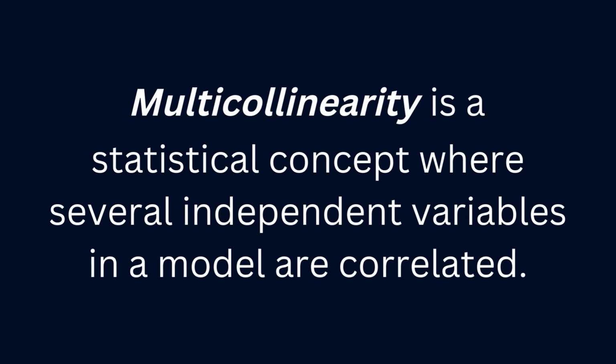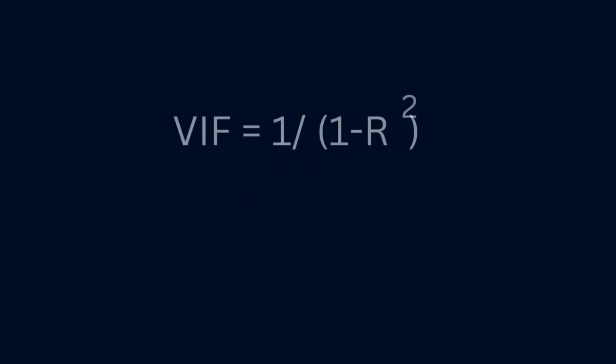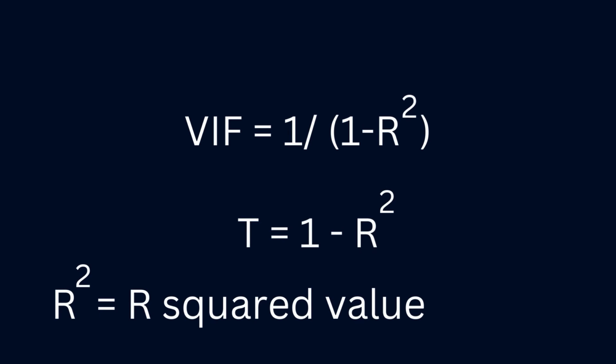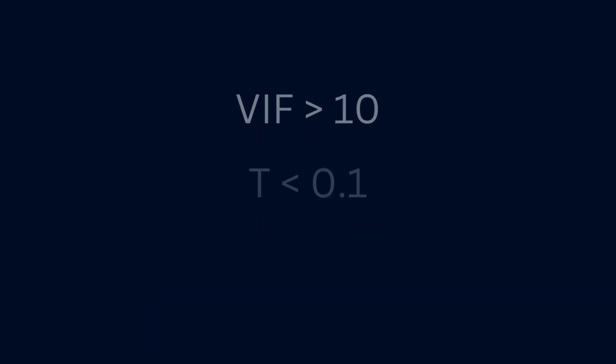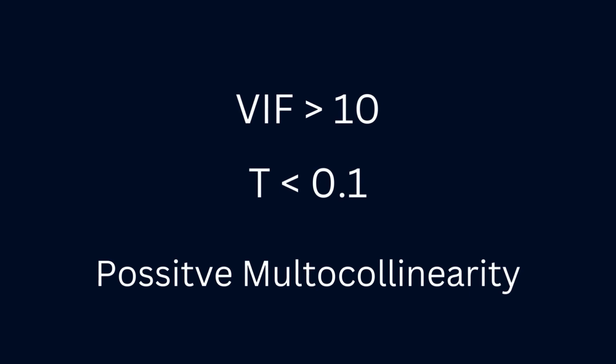The next one is multicollinearity. Multicollinearity is a statistical concept where several independent variables in a model are correlated. To identify multicollinearity, you have to calculate the variance inflation factor, VIF, and the tolerance. Using these formulas, we can calculate VIF and the tolerance. If the VIF value is greater than 10, it means there is multicollinearity. If the tolerance value is less than 0.1, it indicates there is multicollinearity between independent variables.